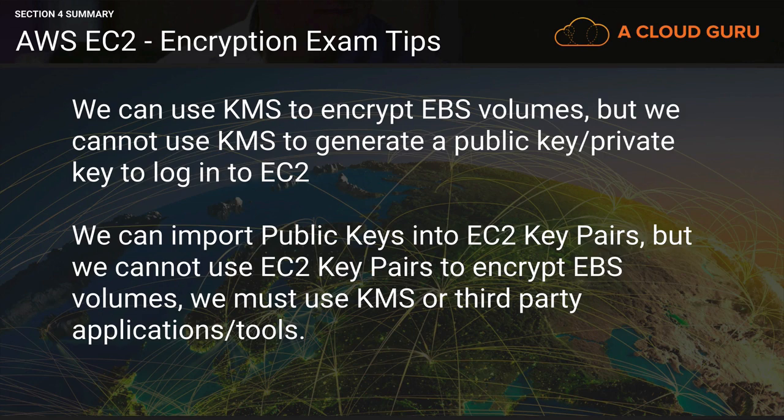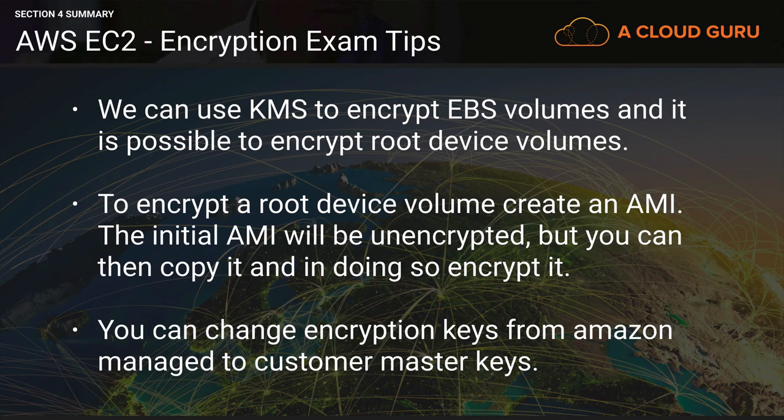But we also learned that we cannot use EC2 key pairs to encrypt EBS volumes. We have to use KMS or third-party applications or tools. We then learned that we can use KMS to encrypt EBS volumes, and it's possible to encrypt root device volumes. It was a bit of a process there. We basically had to go in and create an AMI. The initial AMI was unencrypted, but we then copy it, and in doing so would encrypt it. And then we could change encryption keys from Amazon managed keys to customer master keys on our EBS volumes.